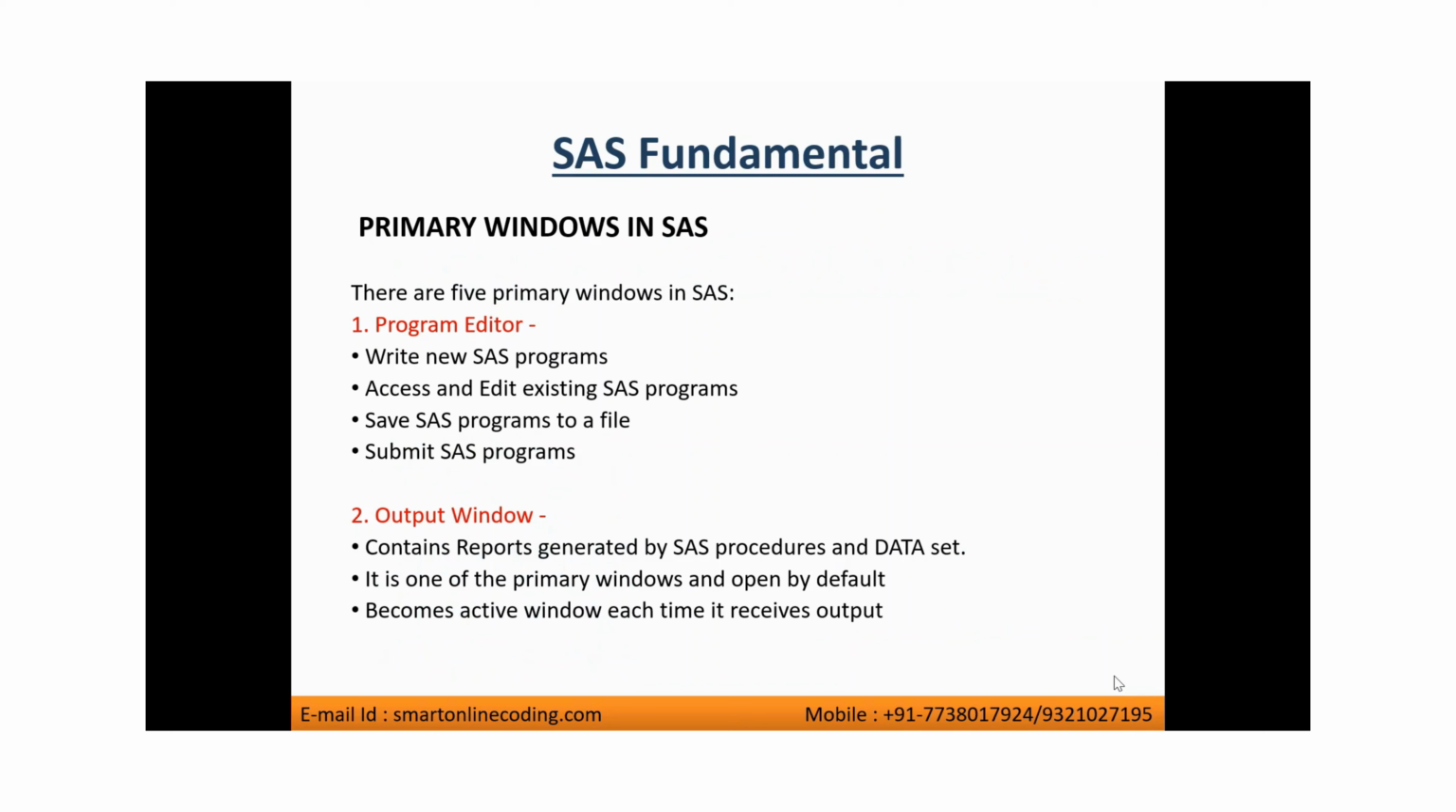So here in the SAS software, we are going through the 5 primary windows in our SAS programming. The first thing is the program editor. Now what is this program editor? Below are the functionalities written just below the topic. The first thing is, you can write your own new SAS program. You can access and edit the existing SAS program. You can save the SAS program and you can submit the SAS program.